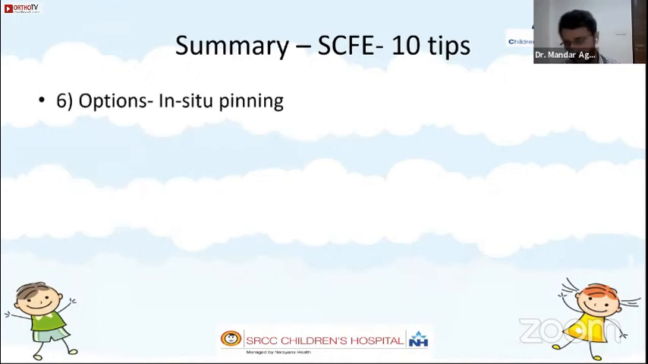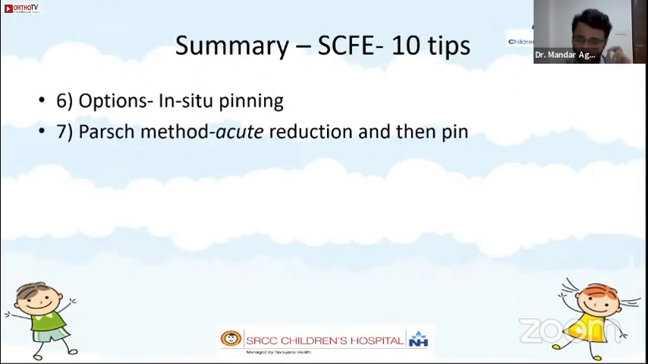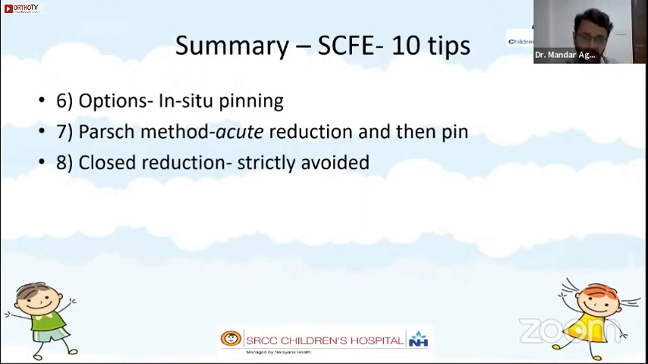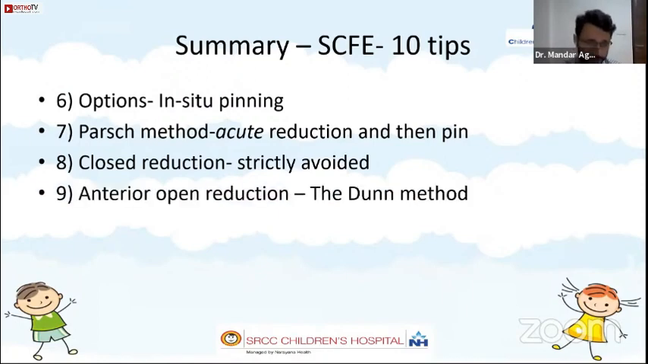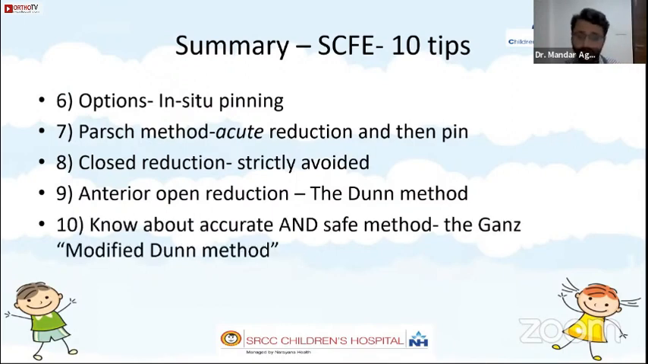You should know the options. The in situ pinning is the treatment of choice for mild to moderate slips. The Parsch method should be done with care. You should do an acute reduction only till the time of the chronicity. It should not be a complete reduction. Closed reduction, or at least a vigorous closed reduction, should be strictly avoided. And you should know the 2 complex methods, the Dunn method, which is done through the anterior approach, and know about the accurate and safe method, which is the Ganz modified Dunn method.